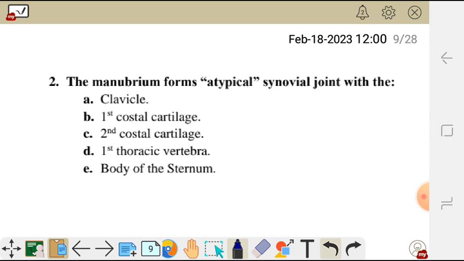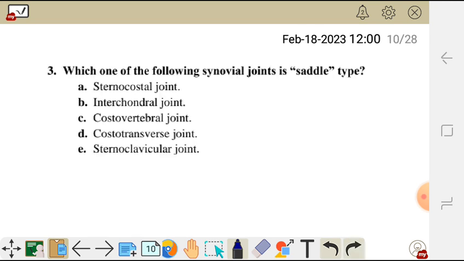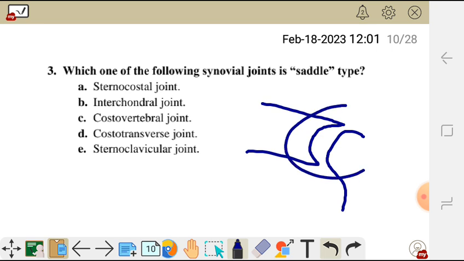We move on to question 3. Question 3 reads, which one of the following synovial joints is saddle type? A, sternocostal joint, B, interchondral joint, C, costovertebral joint, D, costotransverse joint, E, sternoclavicular joint. So which one is saddle type? A saddle type synovial joint is a joint where one surface is concave and the other surface is convex, like this. That kind of joint is a saddle type joint.